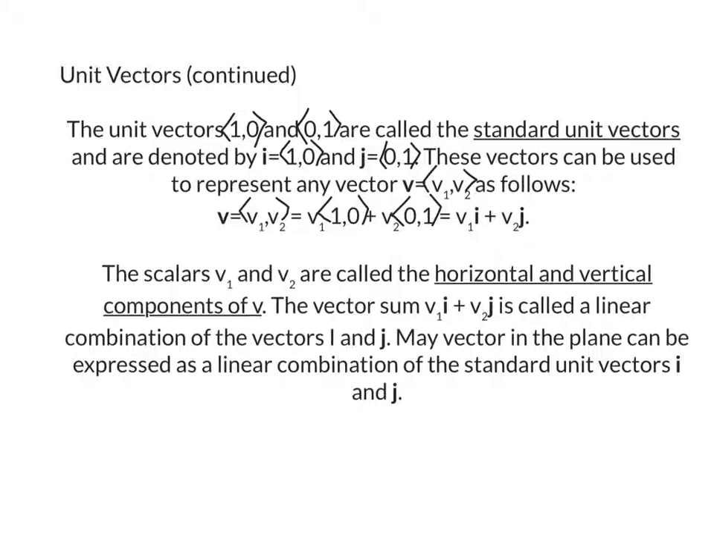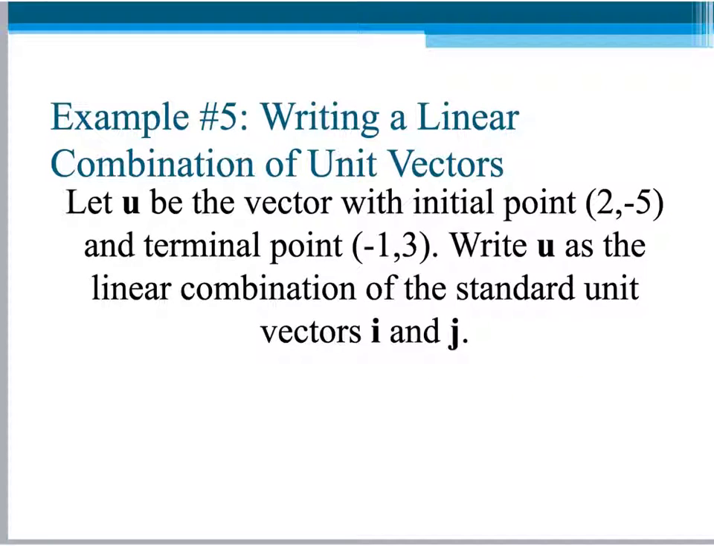The vector sum v sub 1 i plus v sub 2 j is called a linear combination of the vectors i and j. Sorry, it's not "may." It's any vector in the plane can be expressed as a linear combination of the standard unit vectors i and j. So let's see what that looks like in action.